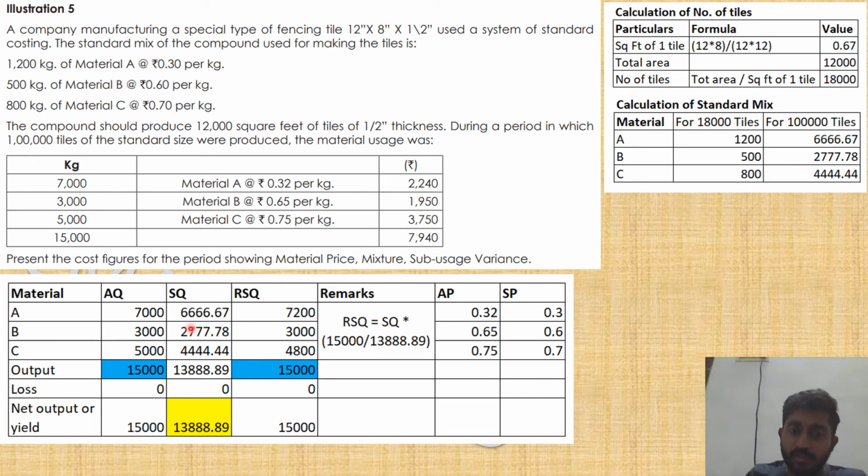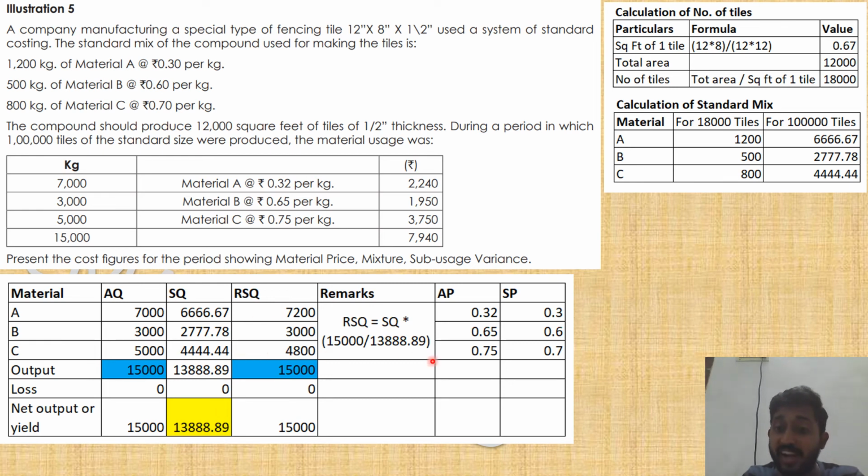So here, these are the three standard quantities we have calculated for 1 lakh tiles. For 1 lakh tiles, the actual quantity is already given in the question: 7,000, 3,000, 5,000, we have taken it here. The standard quantity we just calculated totals 13,888, and 13,888 is different from 15,000, which means these are all standard quantities. If it was 15,000, then it would be the revised standard quantity, because output will be the same for actual quantity and revised standard quantity. Now it is different, and loss is also not there. Total yield as per standard is 13,888.